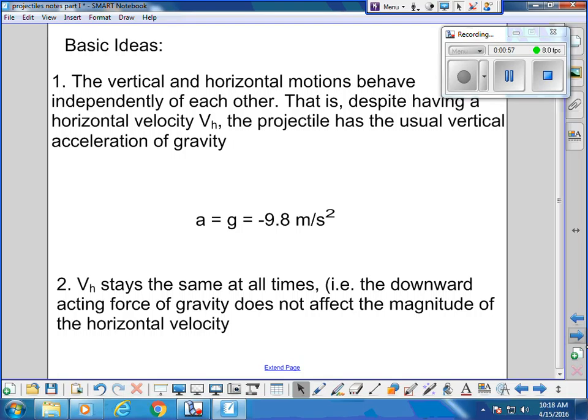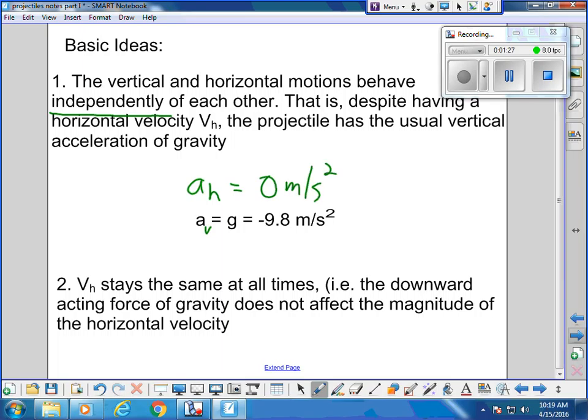Vertical and horizontal motions behave independently of each other. That's key. Vertical and horizontal are completely independent. So you do all the horizontal stuff first, then you do all the vertical stuff next. That is to say, despite having a horizontal velocity VH, the projectile has the usual vertical acceleration of gravity. Let's write this as AV. Vertical acceleration is 9.8. What's the horizontal acceleration? 0.